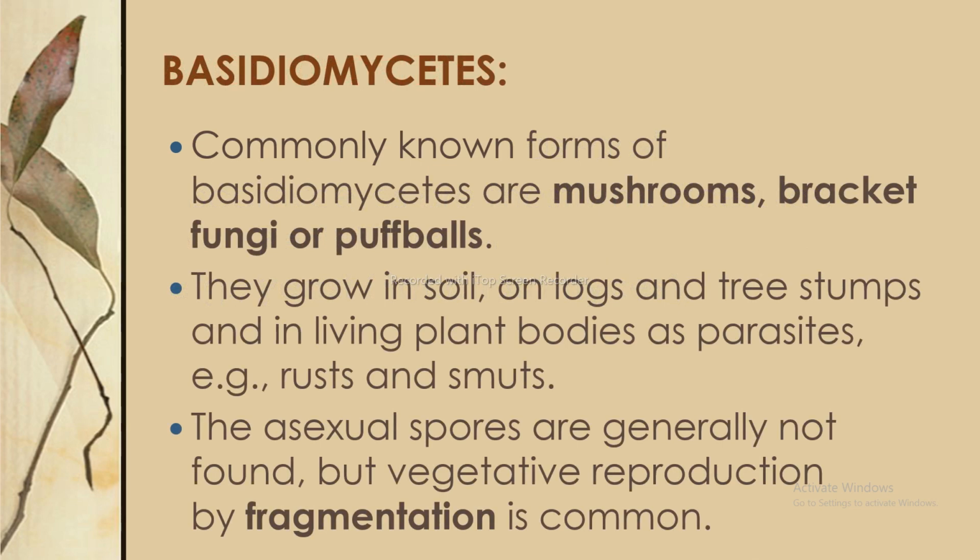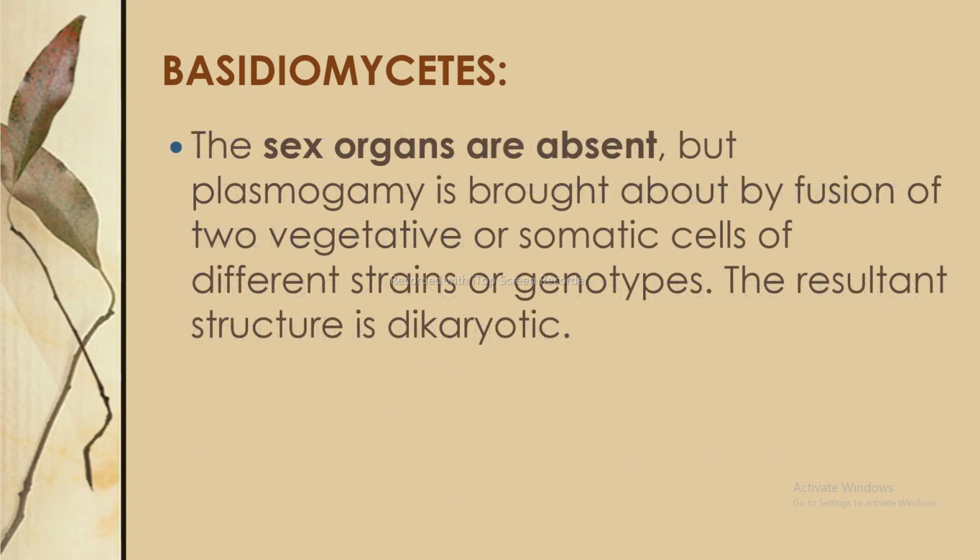Next is Basidiomycetes. Commonly known forms of Basidiomycetes are mushrooms, bracket fungi and puffballs. They grow in soil, on logs and tree stumps, and in living plant bodies as parasites, for example rusts and smuts. Asexual spores are generally not found, but vegetative reproduction by fragmentation is common. The sex organs are absent, but plasmogamy is brought about by the fusion of two vegetative or somatic cells of different strains or genotypes. The resultant structure is called dikaryotic.